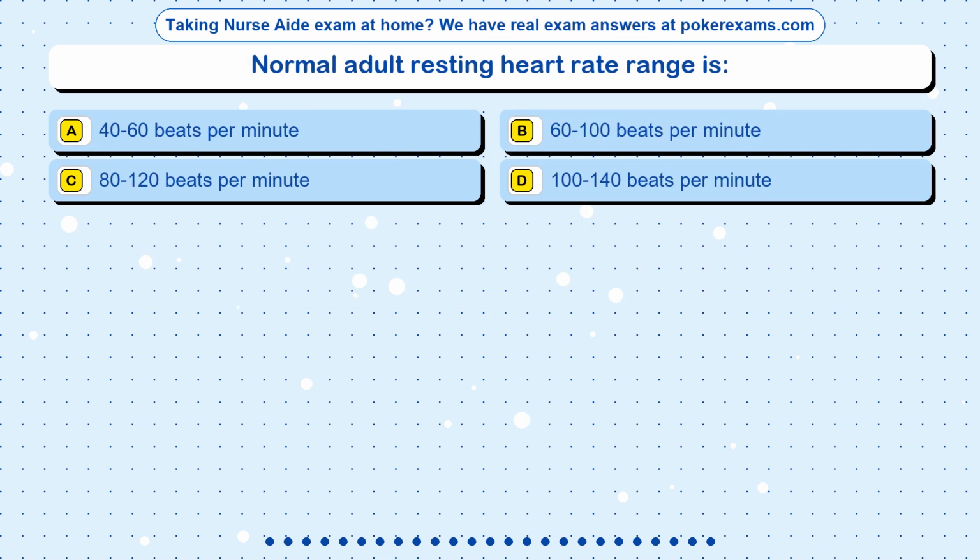Question 14. Normal adult resting heart rate range is: Option A. 40 to 60 beats per minute. Option B. 60 to 100 beats per minute. Option C. 80 to 120 beats per minute. Option D. 100 to 140 beats per minute.